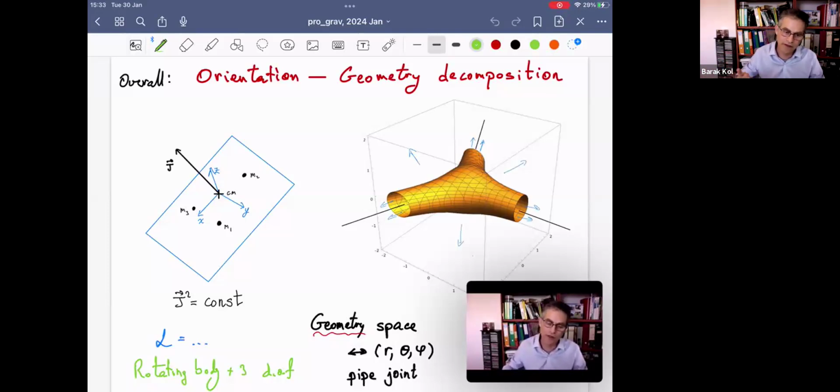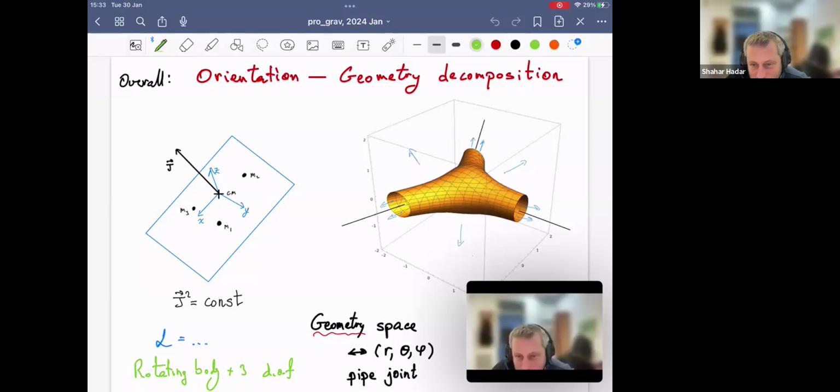So we treat separately the rotations of the plane, the orientation of the plane, and the motion of the three points within the plane, namely the geometry of the triangle. Okay, so now I think I can go back to the top.